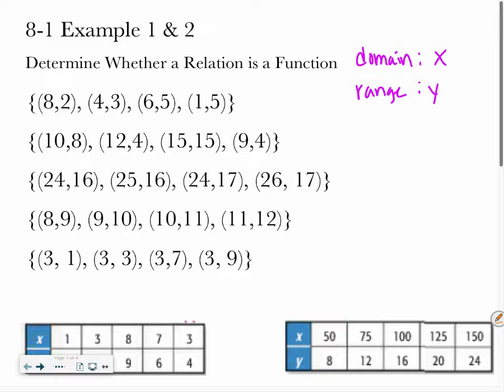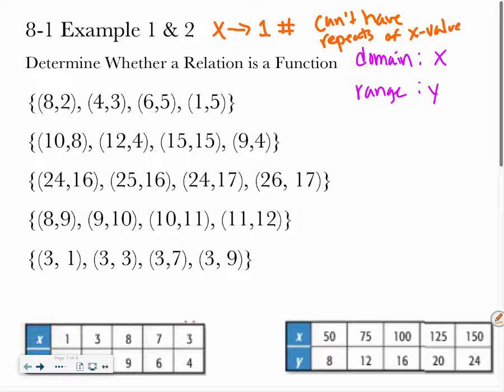And in order for something to be a function, remember that our x variable can only have one number associated with it. So that means we can't have repeats of the x value. Okay, so let's practice by determining whether these sets of ordered pairs are a function.